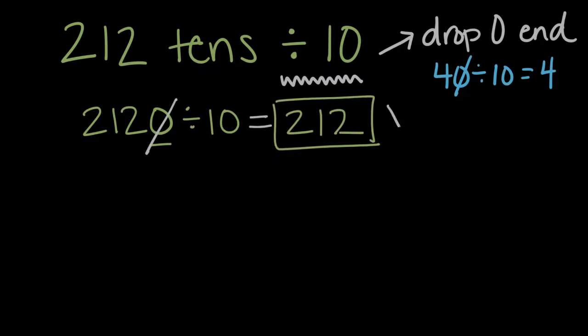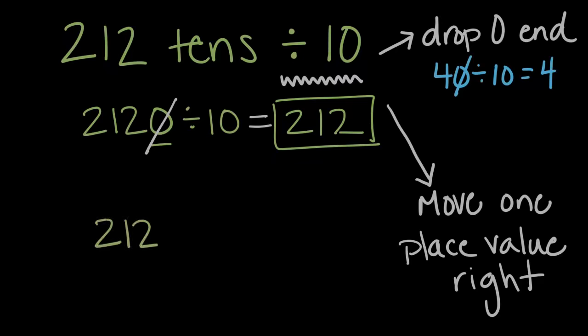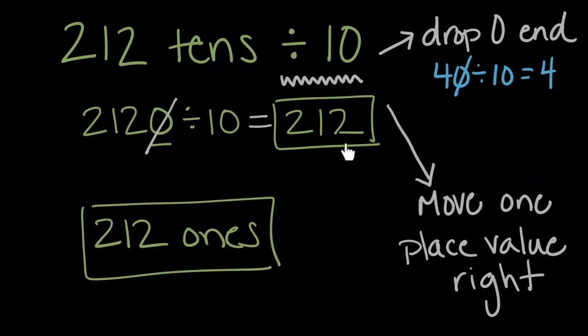But we could use the place value pattern. We could think in terms of place value, and instead of moving one place value to the left, one place value larger, we're going to move one place value smaller, or to the right. So what's one place value smaller than 212 tens? If we have 212 tens divided by 10, we want to move this tens one place value to the right, or smaller, which is ones. So our solution would be 212 ones, which is equal to what we already saw, simply 212.